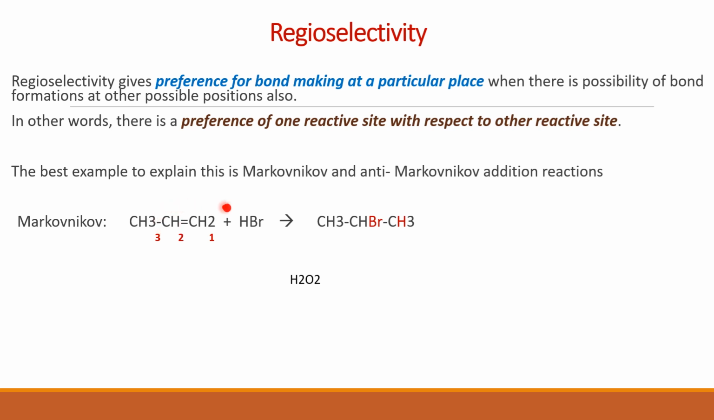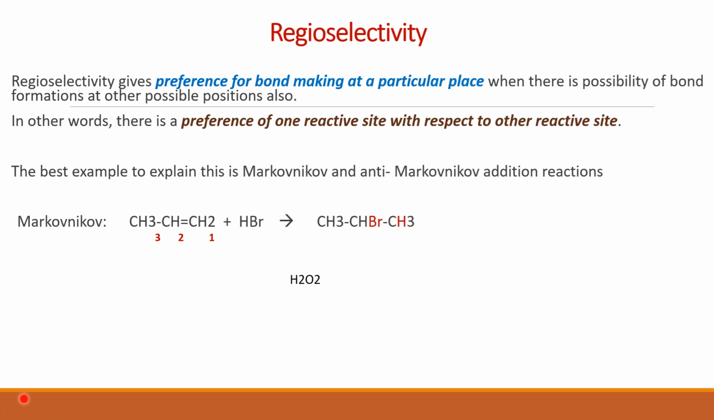We are talking about C double bond C. This is an addition reaction. So this is our negative part, bromine will go to the carbon having less number of hydrogen, that is CH. So you are getting 2-bromopropane. This is Markovnikov's rule, right?